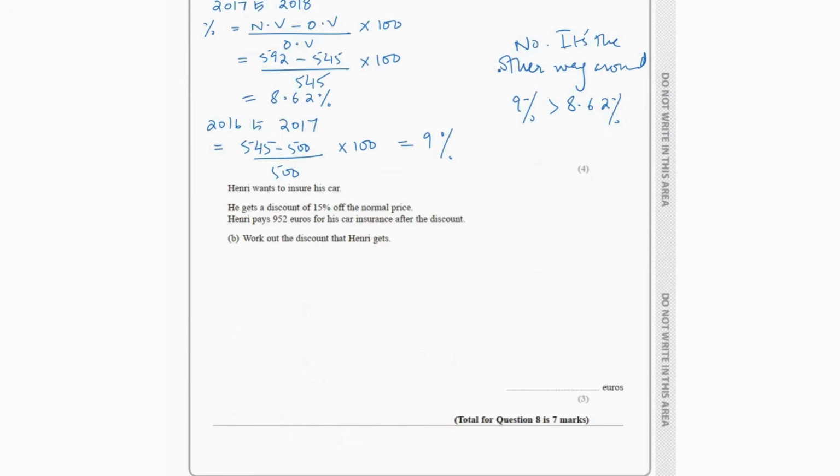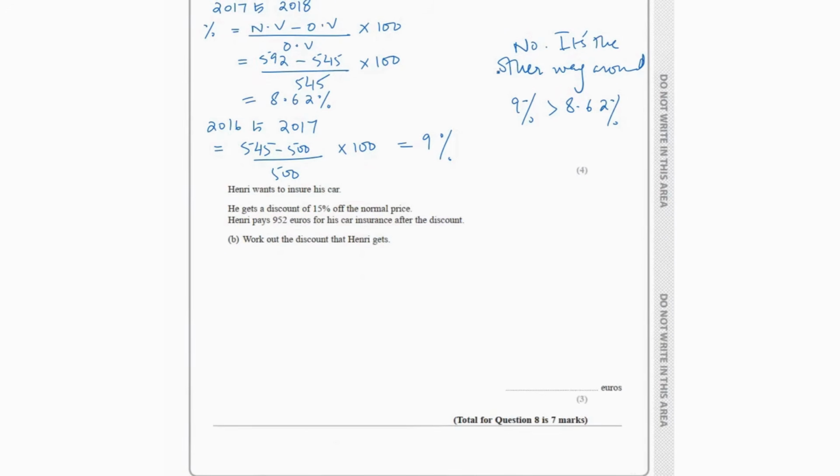Then it says Henry wants to insure his car, gets a discount of 15% off the normal price. Henry pays 952 euros for his car insurance after the discount. Work out the discount that he gets. So he wants to insure his car. He gets a 15% discount off the normal price, which means he's paying 85% now. He pays 952 euros for his car insurance after the discount, which means 952 represents 85% of the normal price.